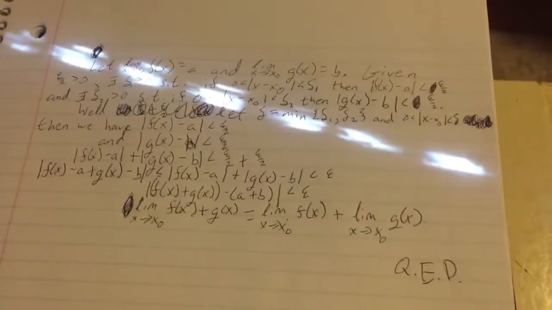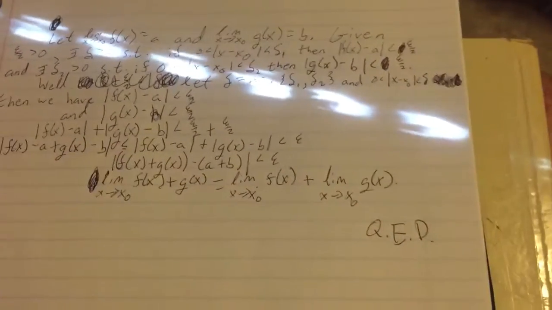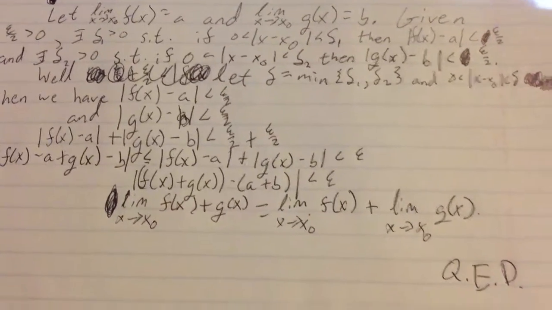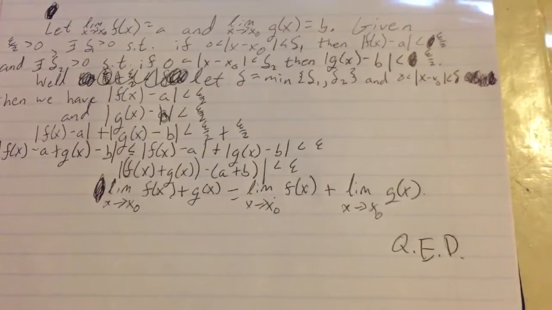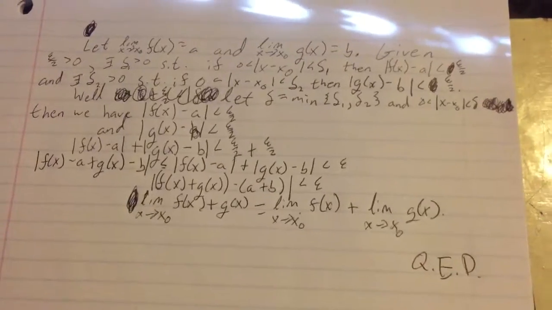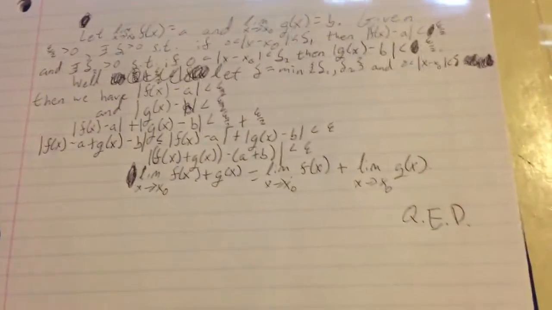And there also exists a delta 2 greater than 0 so that if 0 is less than the absolute value of x minus x naught is less than delta sub 2, then the absolute value of g of x minus b is going to be less than epsilon over 2. So this is just our definition of limits of a function. So we're going to go ahead and set a specific delta we want here, though, for this proof.